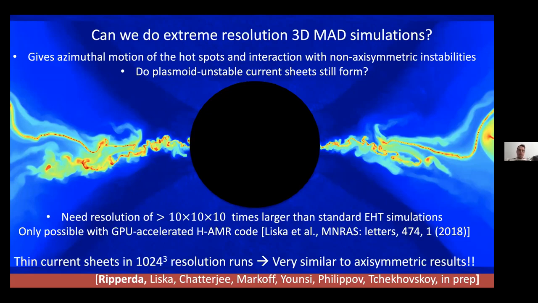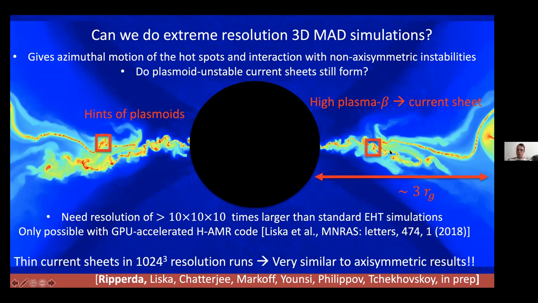And if we ran a 1,024 cubed simulation, then we saw that this thin current sheet formed, which is again indicated by high plasma beta. And it formed within the inner three Schwarzschild radii. And it remained stable for quite a long time. And if you look carefully, you even see hints of plasmoids.